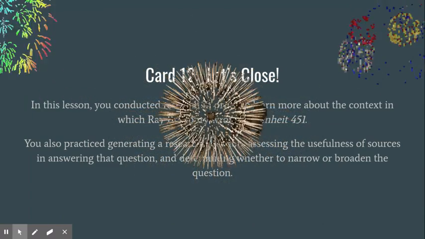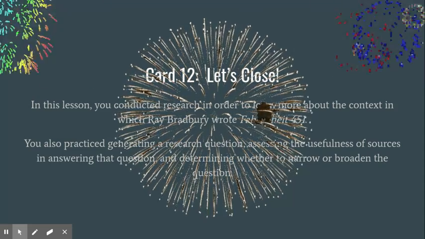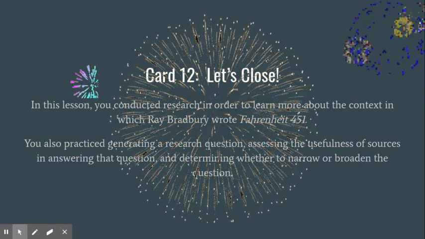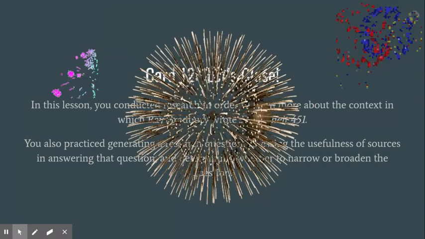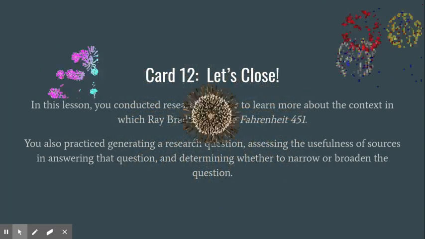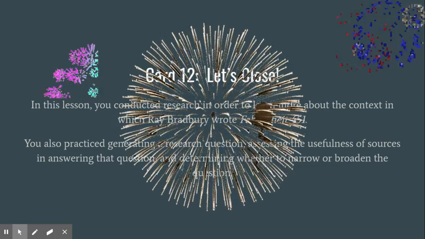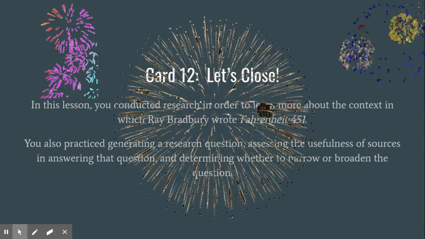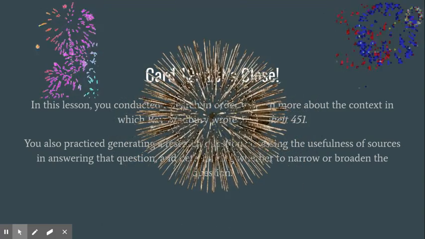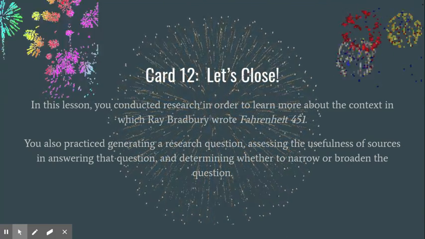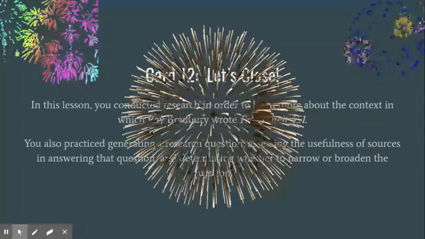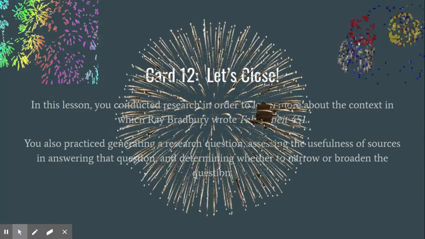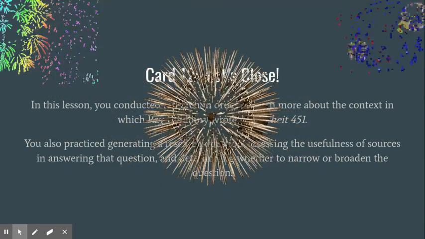Congratulations! You have now completed Lesson 9 of the Fahrenheit 451 unit. In this lesson, you conducted research in order to learn more about the context in which Ray Bradbury wrote Fahrenheit 451. You also practiced generating a research question, assessing the usefulness of sources in answering that question, and determining whether to narrow or broaden the research question.